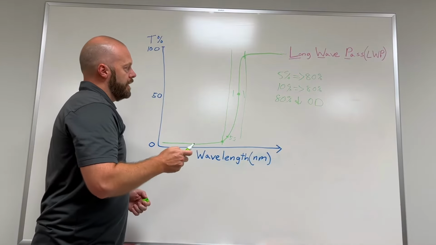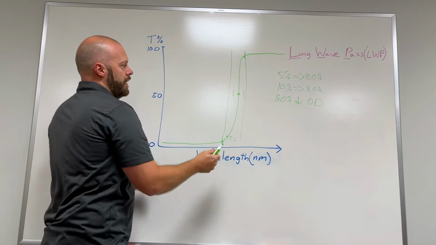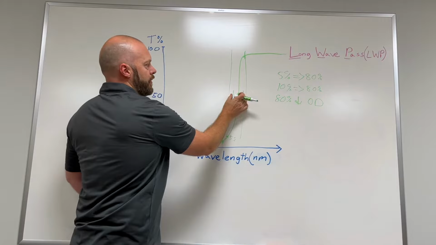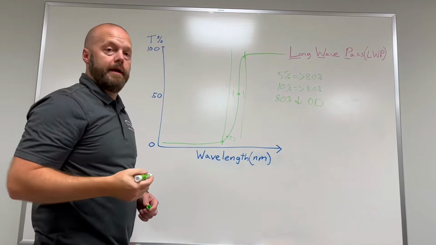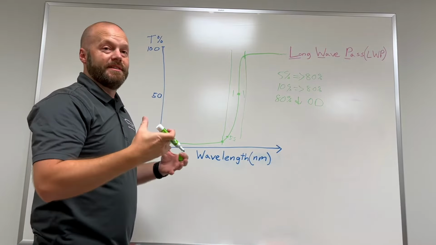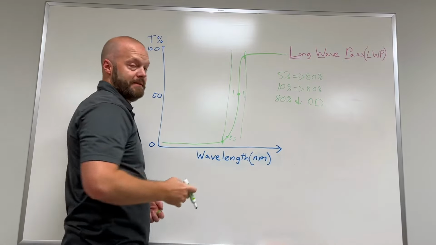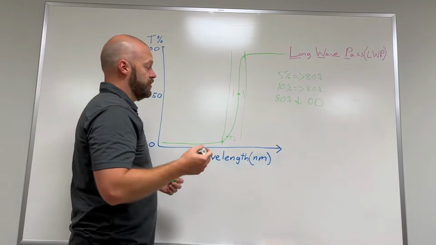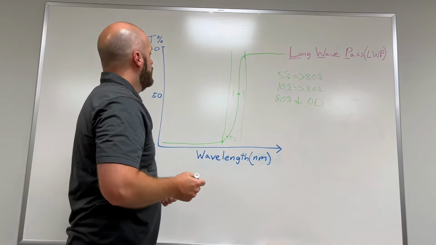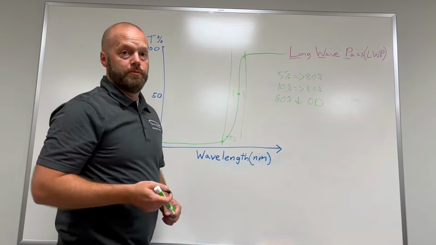So this transition region, as you make it steeper and steeper, you need more and more layers. More and more layers means more coating, more time. That can make your filter more expensive. That's a cost driver. Sometimes it's necessary, but just be wary of specifying well beyond what you need.